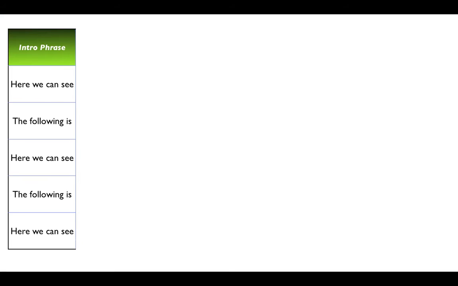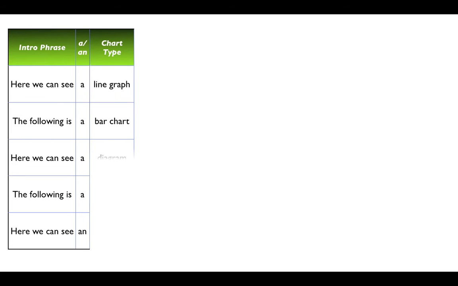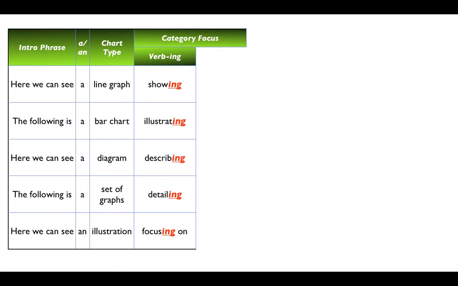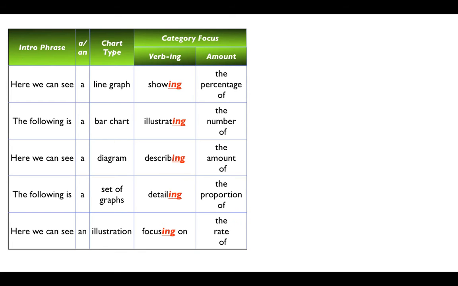Developing paragraph 1 of your report. In previous slides, we've seen how to start your paragraph by saying, here we can see a, or the following is a. They're two very nice phrases that we can use to begin the report. Then we saw the chart type. Here we can see a line graph, the following is a bar chart, here we can see a diagram, etc. Okay? Then we talked about the category focus, verb ing, and the amount.